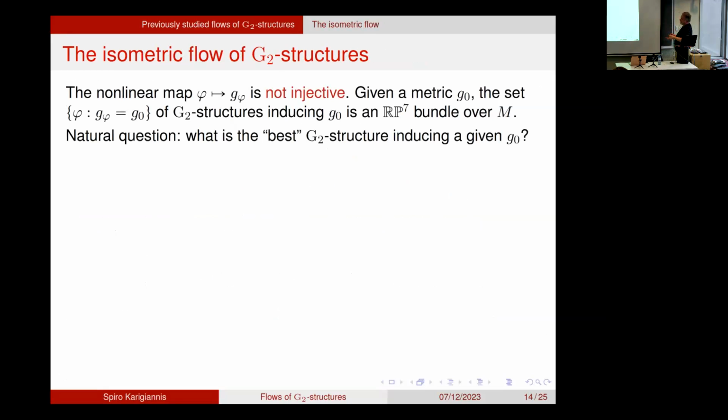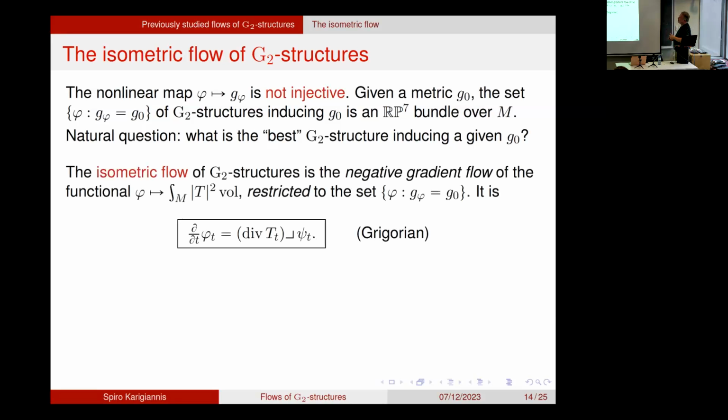So another question you can ask, remember this philosophy of what's the best geometric object, instead of asking to get a torsion-free G2 structure, if we fix the metric and we say what's the best G2 structure giving a particular metric, we might want to minimize the torsion among all G2 structures inducing the same metric. So you look at this functional, the L2 norm of the torsion, and you restrict it to the set of G2 structures giving a fixed metric, and you look at the negative gradient flow of that, and you get this flow. This is called the isometric flow or the div T flow. It was Sergey who first came up with this flow.